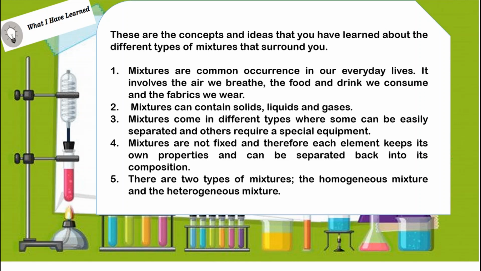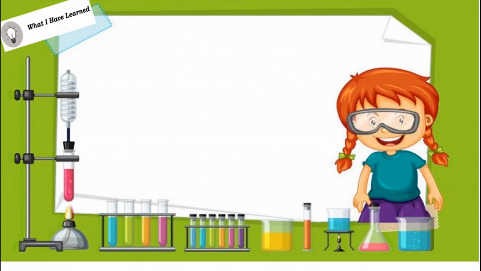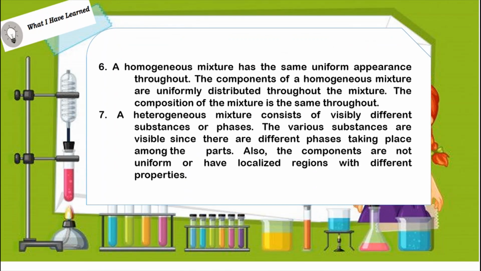Okay, number 5. There are two types of mixture. What are they? Homogeneous mixture and of course, heterogeneous mixture. Okay, let's proceed. And what I have learned again. Number 6. A homogeneous mixture has the same uniform appearance throughout. The components of a homogeneous mixture are uniformly distributed throughout the mixture. The composition of the mixture is the same throughout.